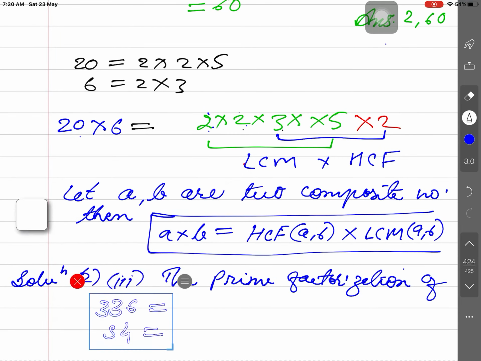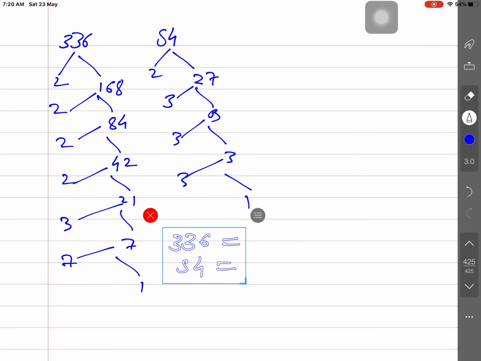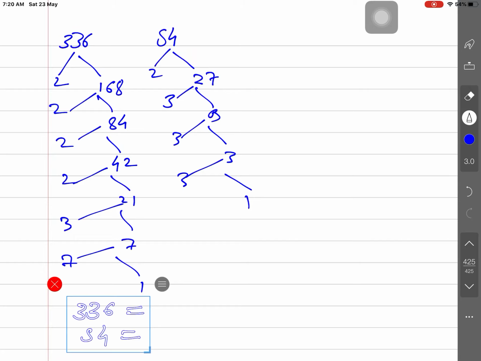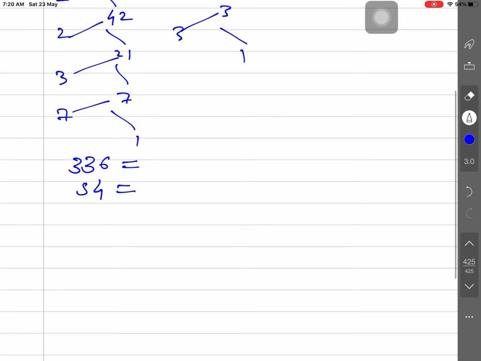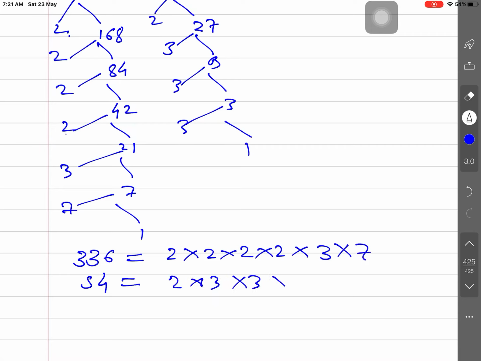Okay, so in the next, we are just doing this. You may see this, the prime factorization. Have a look. How many times is 2 occurring here? 1, 2, 3, 4, 4 times 2. 2 into 2 into 2 into 2, into 3 into 7. And 2 into 3 into 3 into 3. Now what are we to find out? HCF and LCM, and we are to verify this also. It is simple, verification has to be done here.